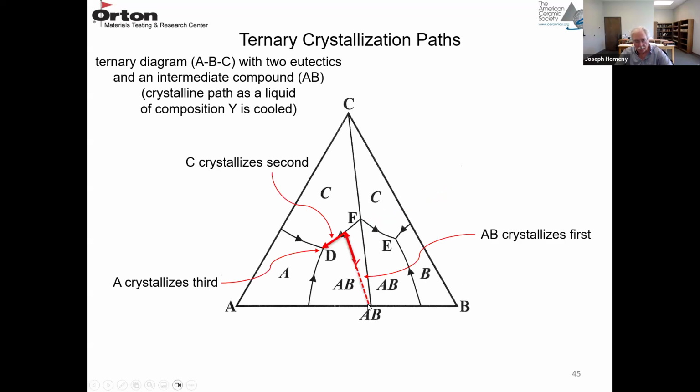So we draw a line from AB because we're in the primary phase field of AB through Y, and that intersects this boundary. So AB crystallizes out first from Y to this boundary. And then we follow this boundary line in the direction of the arrow, lowest temperature. C crystallizes out next. And when we get to the eutectic, the third phase, A, crystallizes out. So we have to end up at this point where those three phases exist, C, A, and AB, and that's point D.